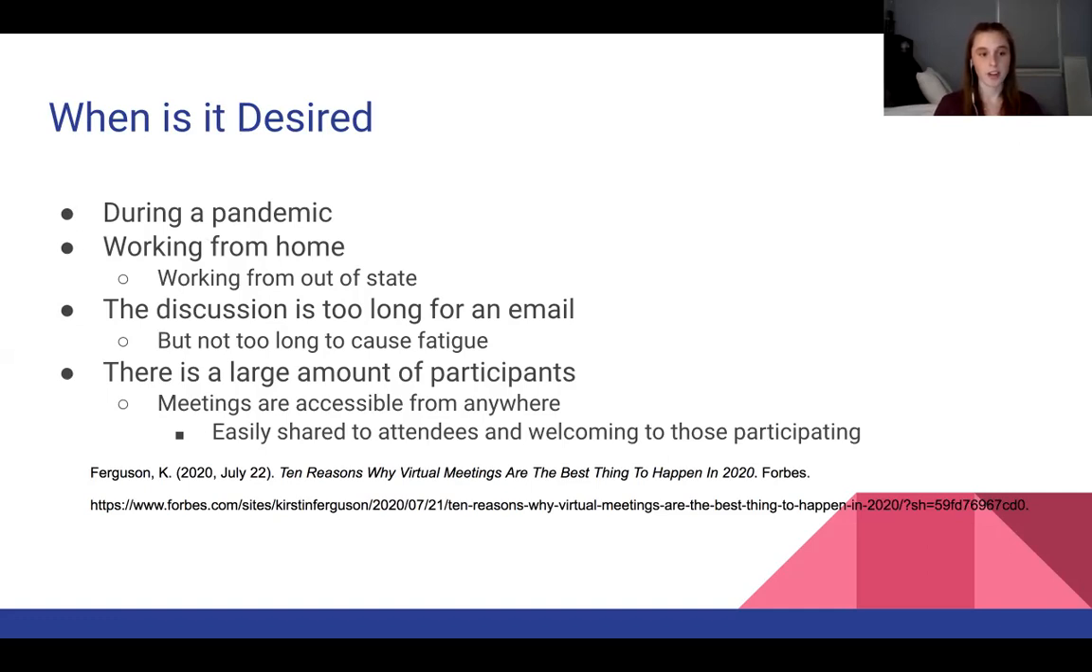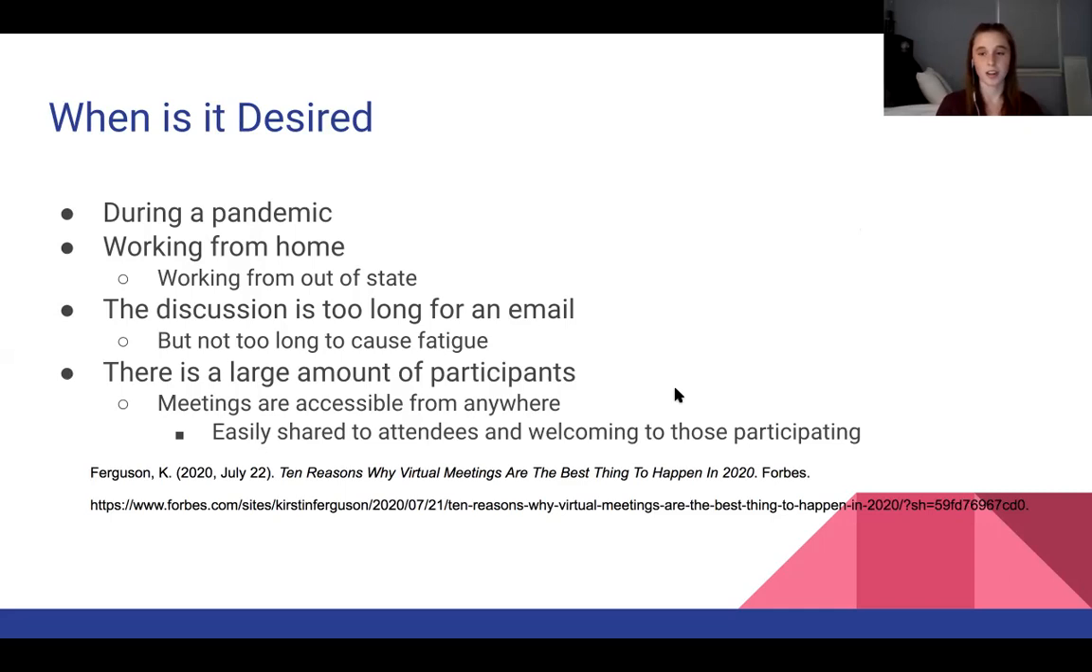And then I found a few points from Forbes. It's an article from Forbes where it says that if a discussion's too long for an email, it's easier to just get everybody together into a Zoom room and coordinate that way. But you can't have the meeting go on for too long, otherwise people get bored and the Zoom fatigue kicks in. So that's a point that Forbes made.